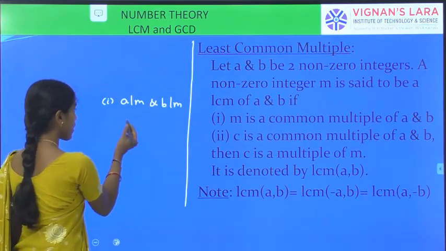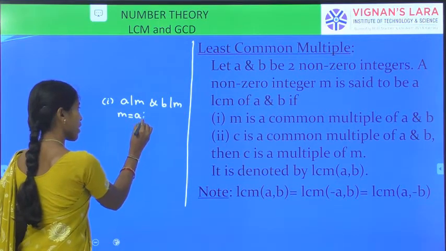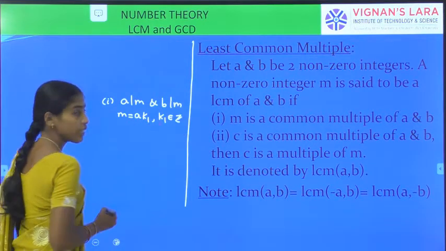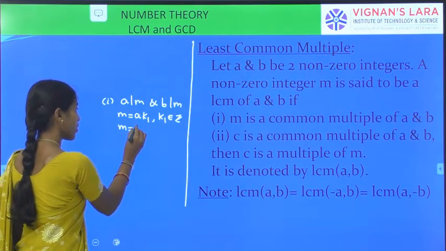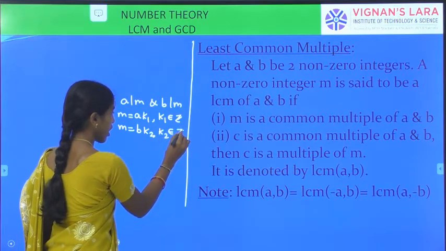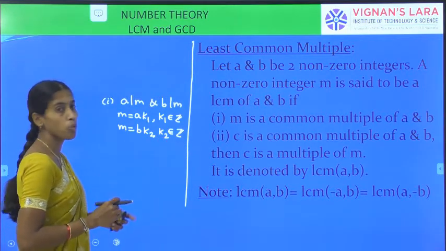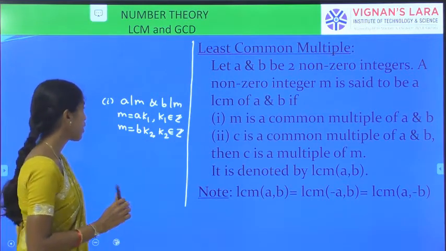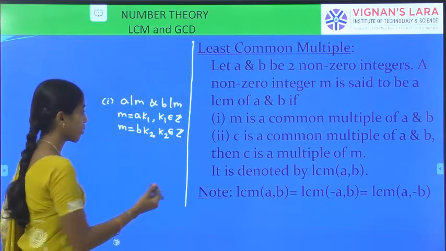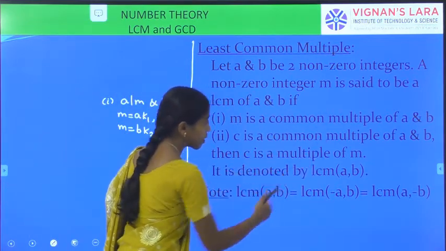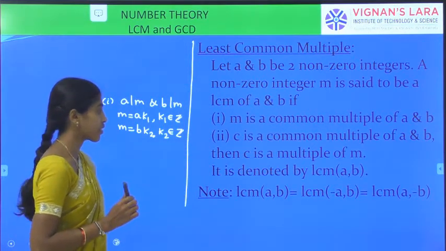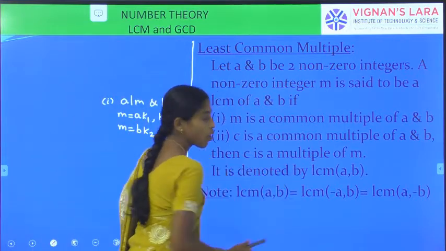How can we say that A divides M? M is equal to A into K1, where K1 is an integer. B divides M means again M is equal to B into K2, where K2 is another integer. These K1, K2 may or may not be the same, right? So here M is a common multiple of both A comma B. The second condition: if C is any other common multiple of A and B, then C is a multiple of M.